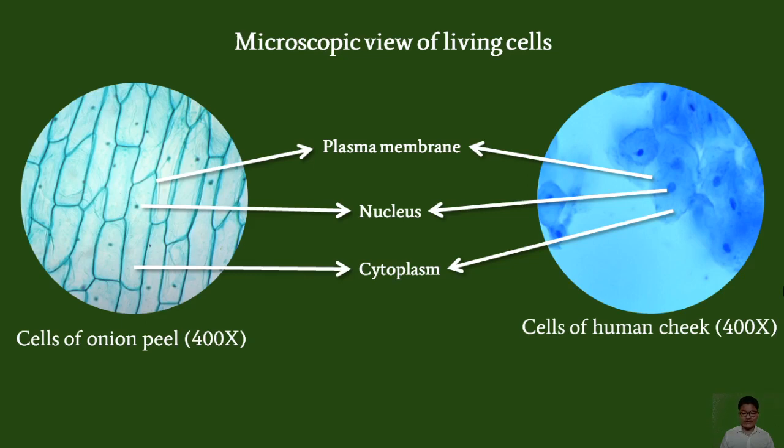But in the case of onion peel cell, the structure is distinct and rigid, unlike the cells of the human cheek. Why do plant cells, onion peel cells, have a rigid structure? Mainly because of the presence of cell wall. Cell wall is only found in plant cells, not present in animal cells.